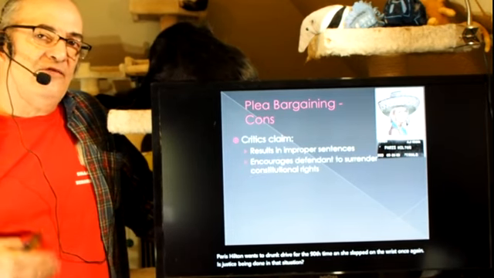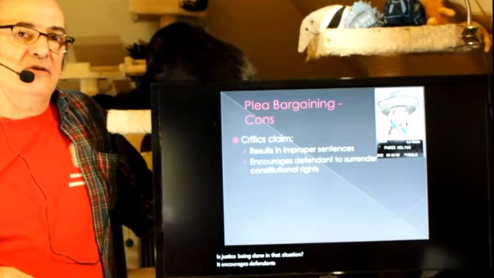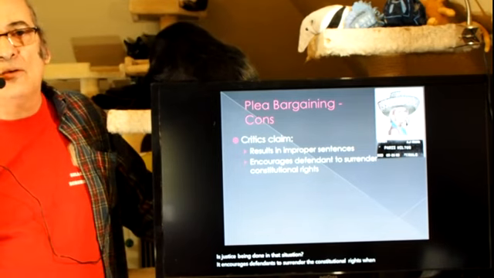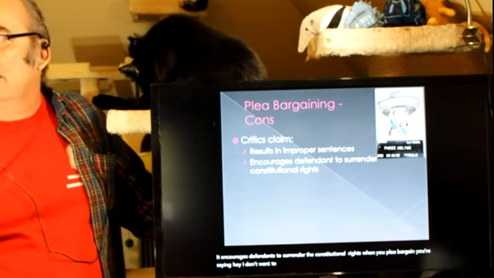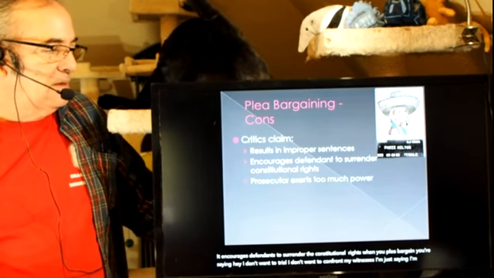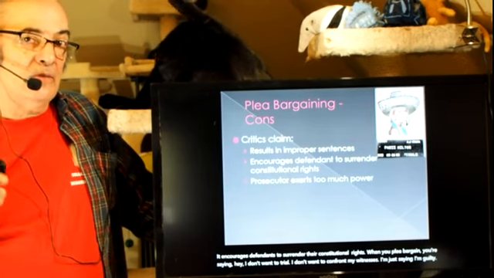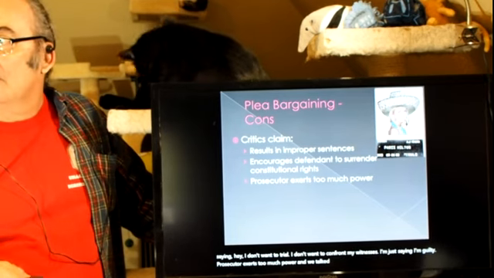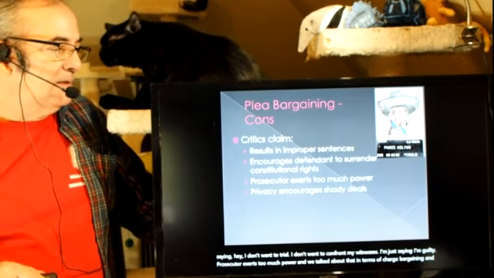It encourages defendants to surrender their constitutional rights. When you plea bargain, you're saying, hey, I don't want a trial. I don't want to confront my witnesses. I am just saying I'm guilty, right? Prosecutor exerts too much power, and we talked about that in terms of charge bargaining and overcharging, right?